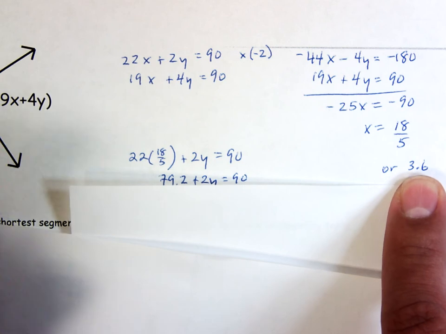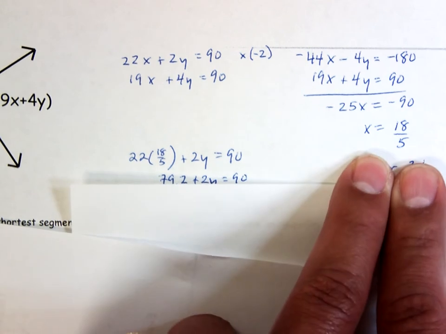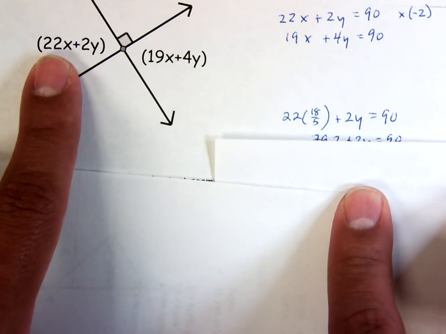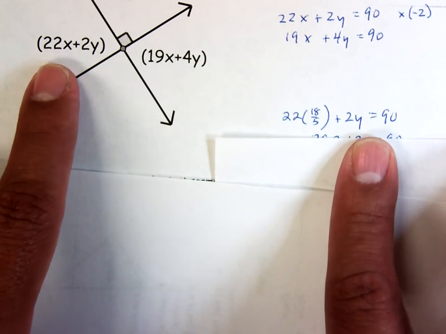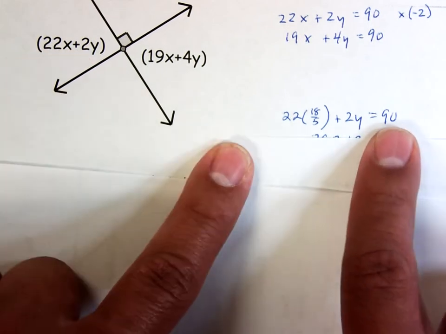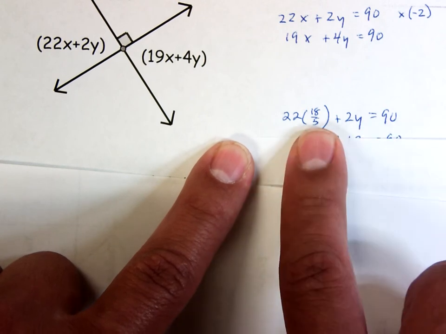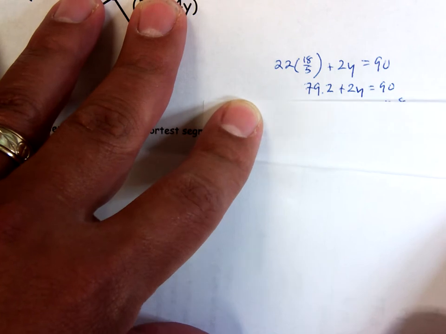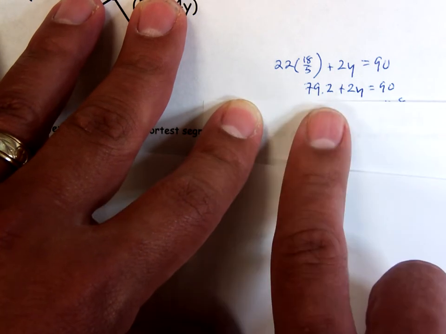Okay, so I got the x. Now to get the y, all I did was come back into this one, because I know that 22x plus 2y has to be equal to 90. But now I know what x is. And I put 18/5 there, but then I just used the 3.6. So 22 times 3.6 will get you 79.2.